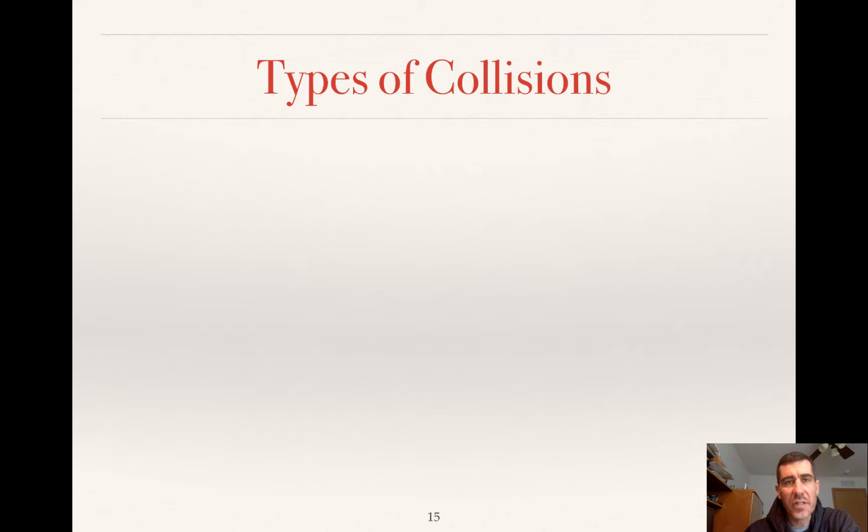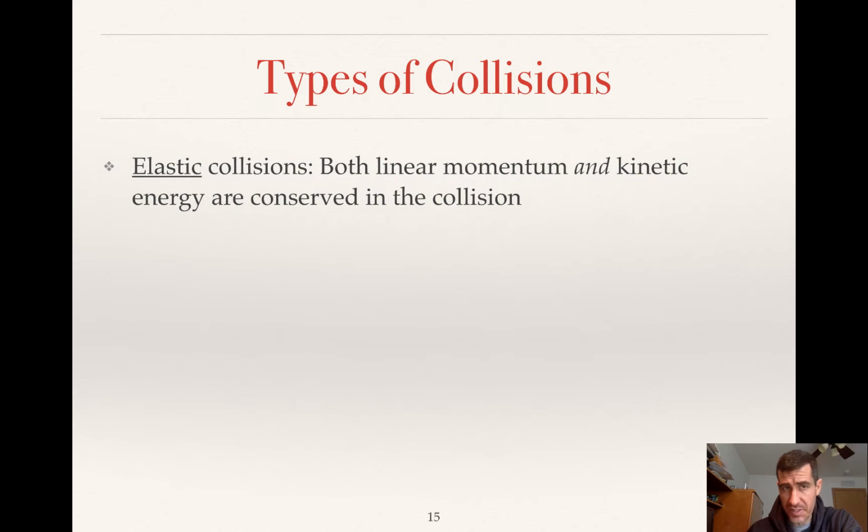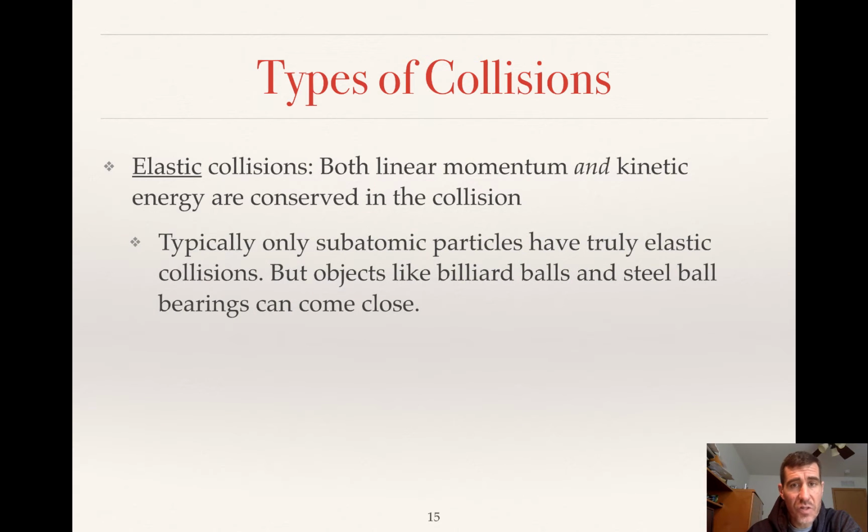Now, when it comes to collisions, we can divide collisions into a couple of different types. First off, there's elastic collisions. In elastic collisions, both linear momentum and the kinetic energy are conserved in the collision. Typically, truly elastic collisions only happen with subatomic particles, but things like billiard balls and steel ball bearings can come close to a perfectly elastic collision.